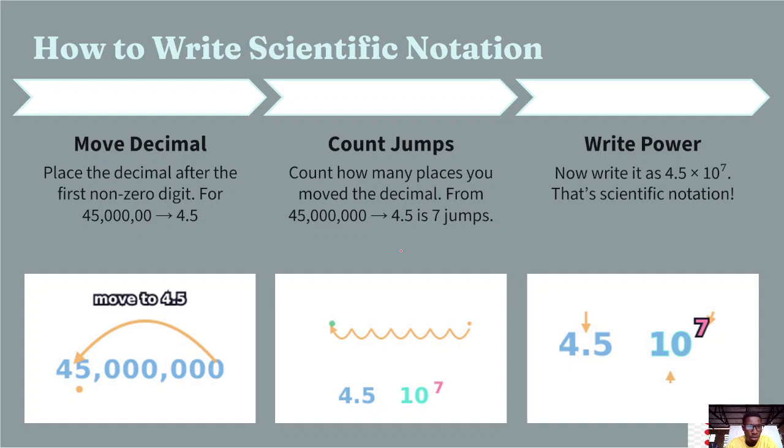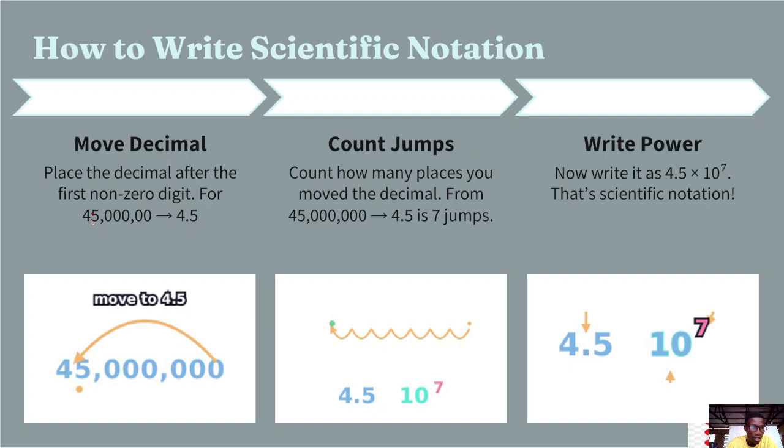And the first step to do is to put the decimal point after the first non-zero digit. So for example, we have 4,500,000. So you put it in between the 4 and the 5. In between the 4 and the 5. So you place the decimal point here. Okay? In between the 4 and the 5. So that is the first non-zero digit.